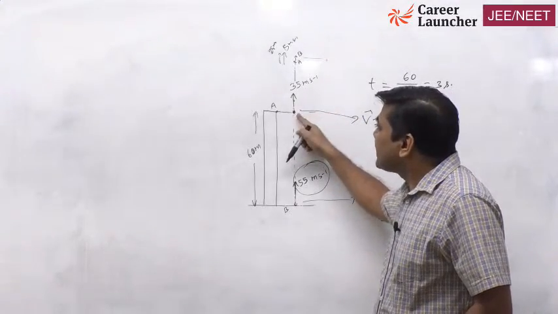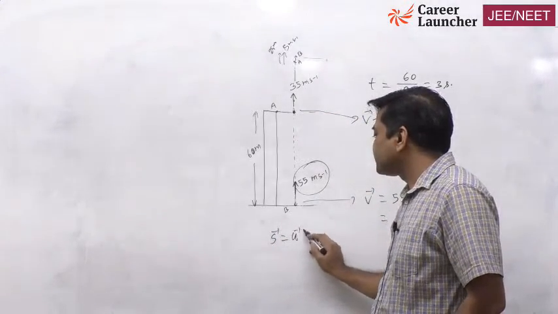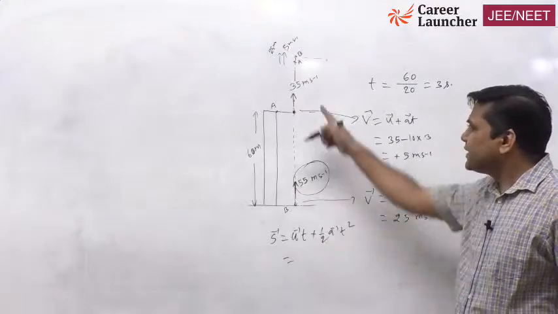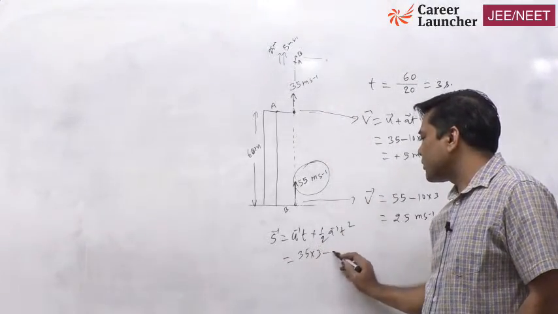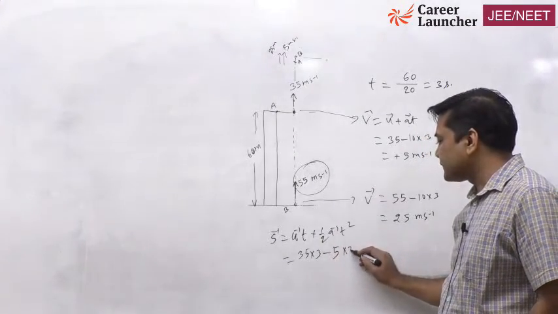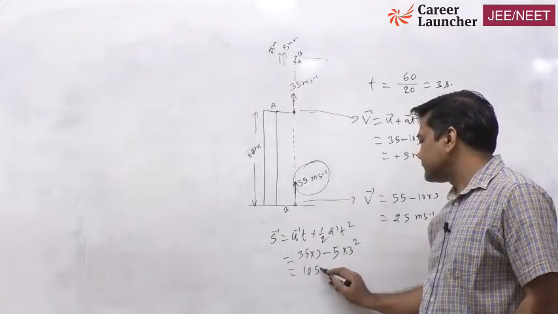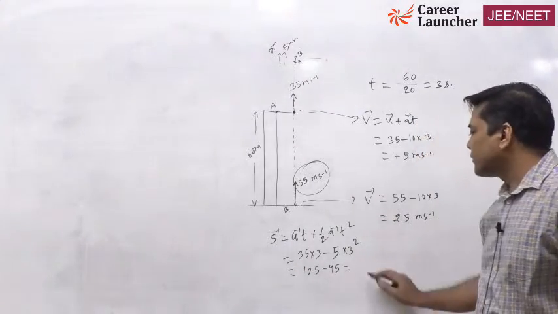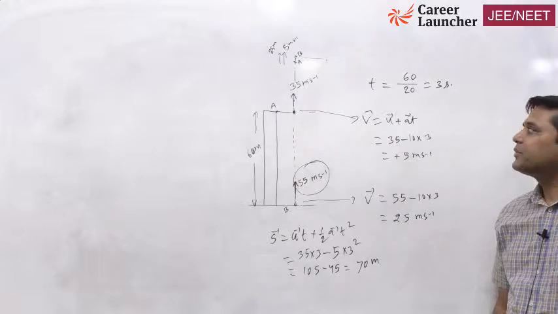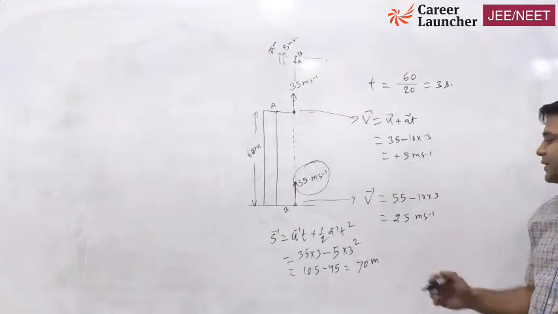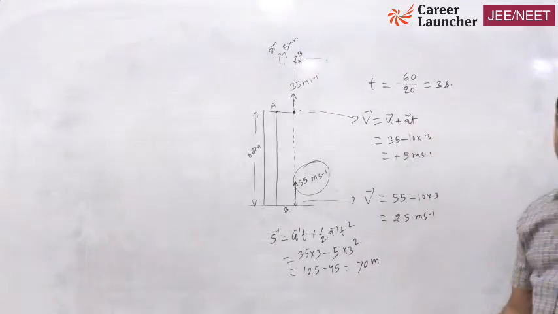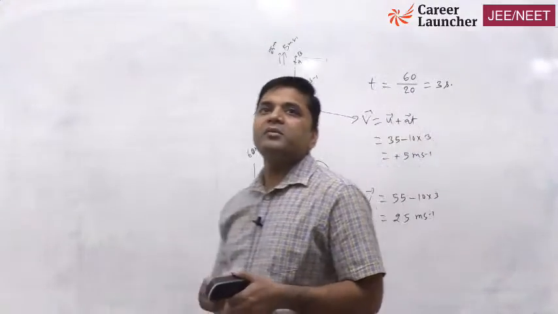You just need to write here s equal to ut plus half at square. This maybe you need to write one step at least. U initial is 35 into 3. This is always minus sign, so this is minus 5. Half into minus 10 is minus 5 into t square. So solving this, we got 70 meter. So 70 meter up they are going to collide in this case. How much? 70 meter up. So this is the way, and when both are going up, they are colliding. This kind of question, how, when, where they are colliding, can be solved mentally.